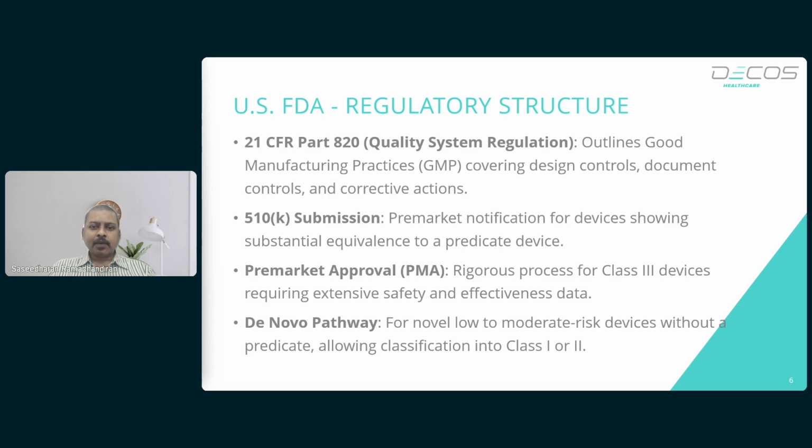The 510(k) submission is a pathway for moderate-risk devices where manufacturers must show their product is substantially equivalent to an already marketed device. The pre-market approval (PMA) is the FDA's strictest process, used for Class 3 devices. It requires comprehensive data to demonstrate the device's safety and effectiveness. For novel devices with no equivalent on the market, the De Novo pathway allows for classification into Class 1 or Class 2 based on risk. It is used for low to moderate risk devices without a predicate device.